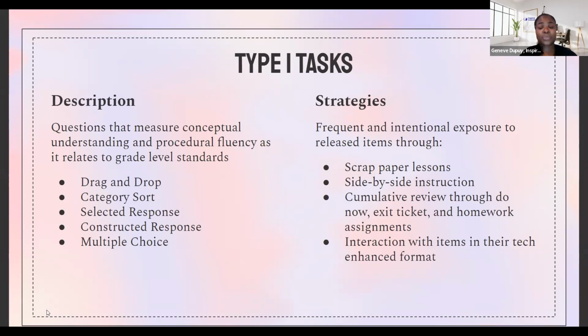So a really good way to prepare students for this kind of variety is just very frequent and intentional exposure to released items. There are a few ways you can do this. One way is to just provide students with released items in a mixed up variety, like print out a test from 2019 and let the students see the questions as they were presented.